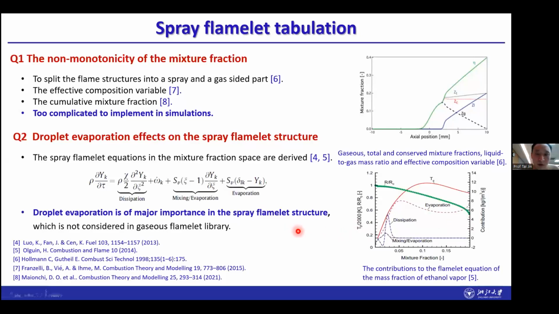And okay, so from this study, we can see that droplet evaporation is of great importance in the spray flamelet structure, but is not considered in the previous gaseous flamelet library.